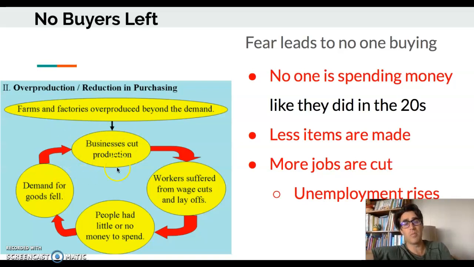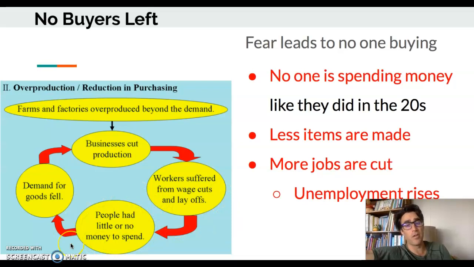So if no one's going out to buy anything, people aren't demanding these products. And that's going to cause people to cut production. So if you stop producing things, you don't need people to make these products anymore. So jobs are cut, or their wages were dropped a lot. So now either you're still working, but you're not making a lot of money, or you're not working that much, or you just got laid off completely.